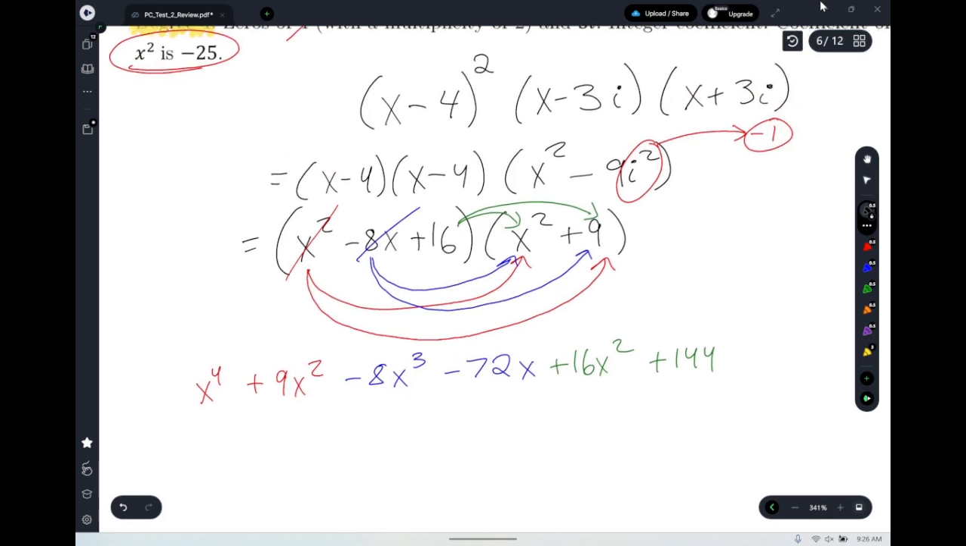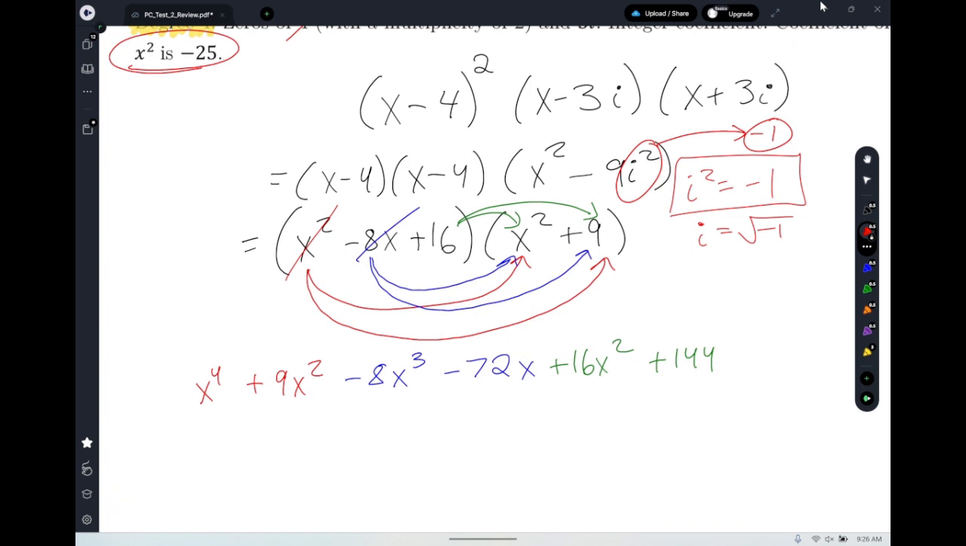Why do you circle the i squared? Because i squared is -1. That just comes from the first day of learning the definition of what i is. The definition of i is technically i is the square root of -1. Square both sides, you get that rule. So if it's squared, it cancels out the square root, and now you got that rule.